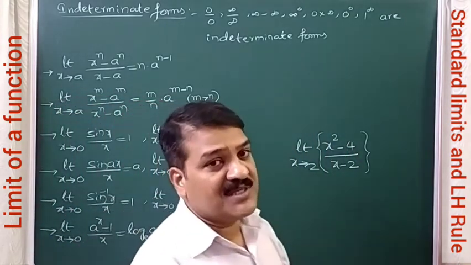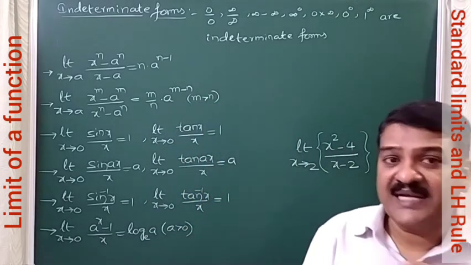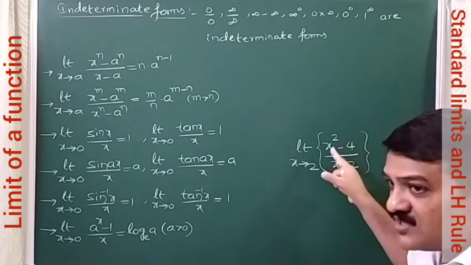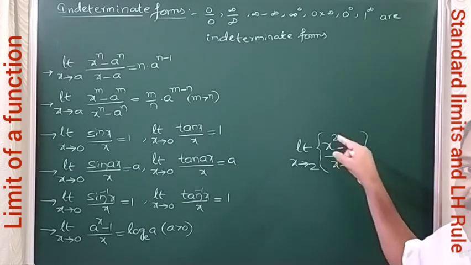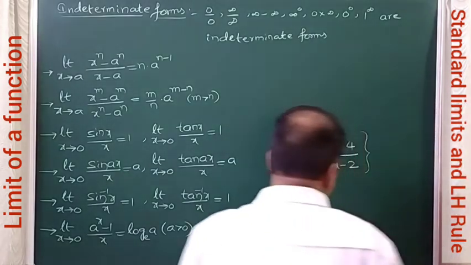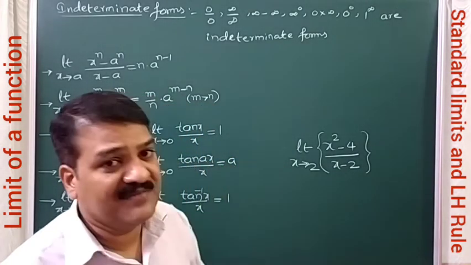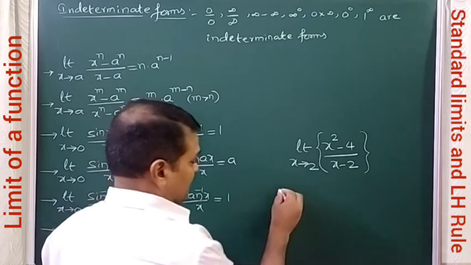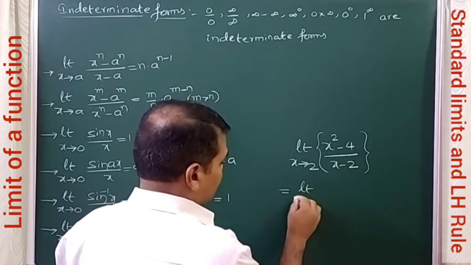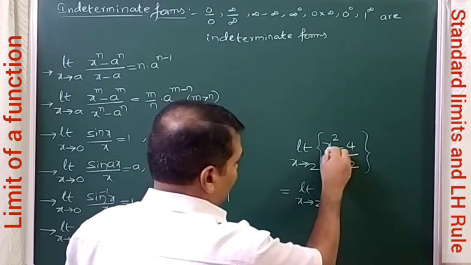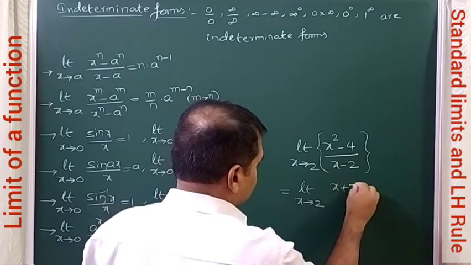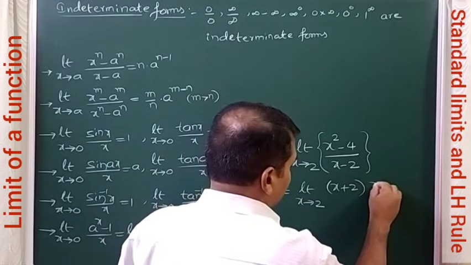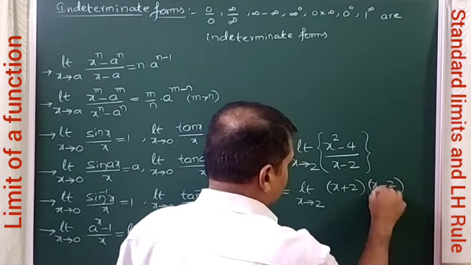Therefore, before substitution you have to try to eliminate the factor which is causing this 0 by 0 or indeterminate form. That factor we will try to eliminate. So limit x tends to 2, I will try to factorize this. x square minus 4, you can write as x minus 2 into x plus 2.